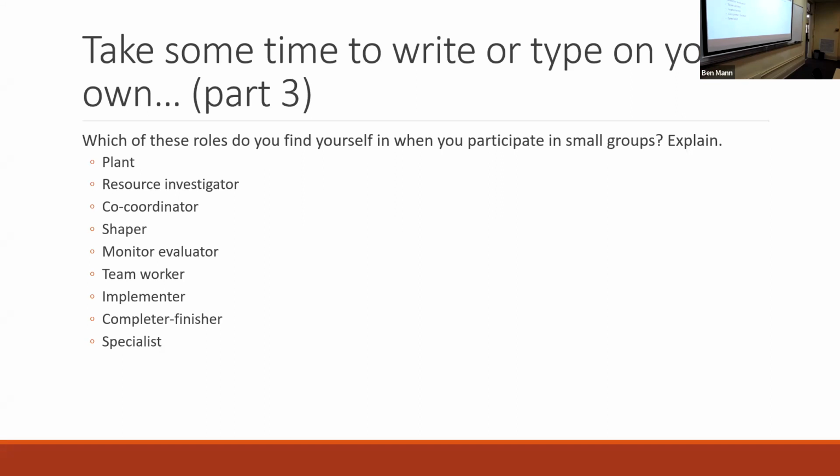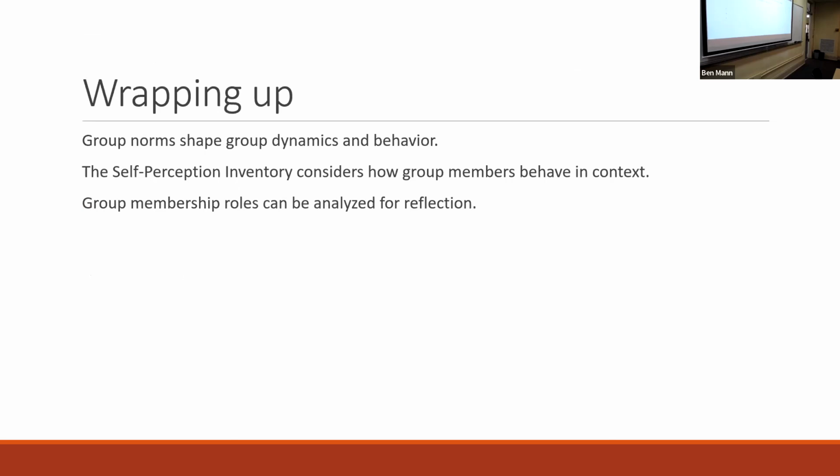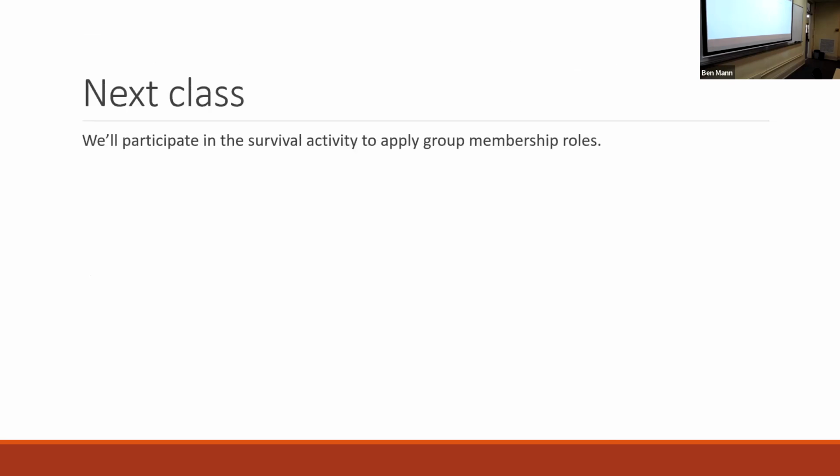So this is not to say that any of these roles are hard-coded. They can change over time and they can change depending upon the responsibilities that the group members need filled. So to wrap up for today, we took some time to talk about group norms, including Belden's self-perception inventory. We also understood how some of these roles can explain how we participate in groups the way that we do.